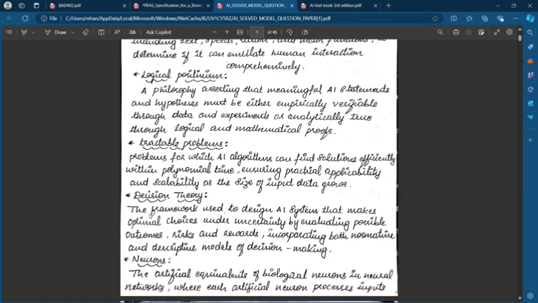So here, see tractable problems: the problems which AI can find solutions to efficiently within polynomial time, ensuring practical applicability and stability as the size of the input data grows.